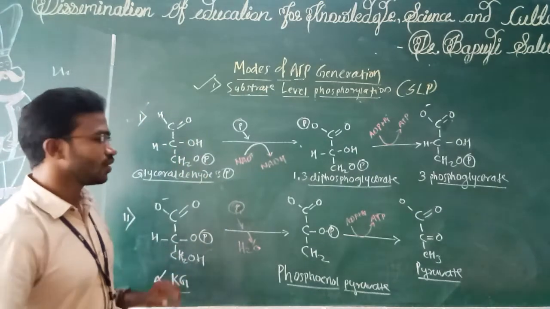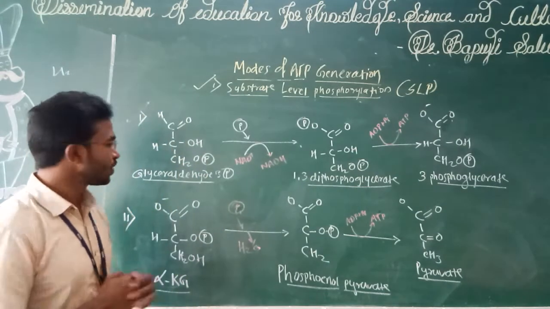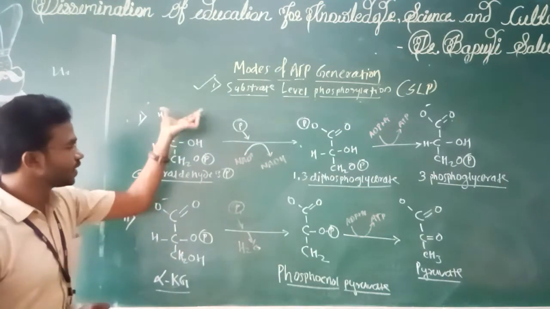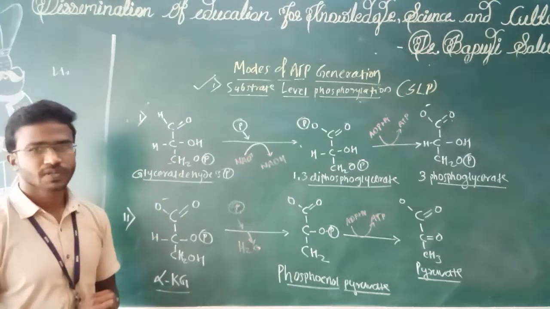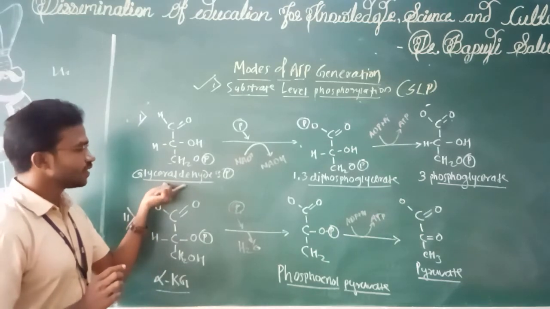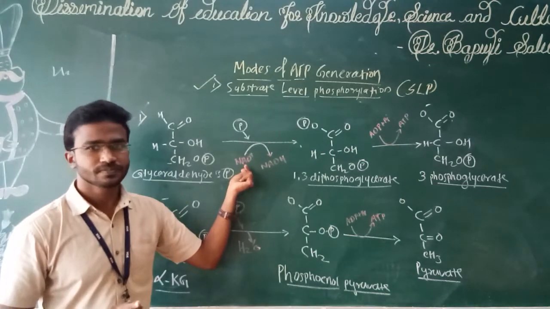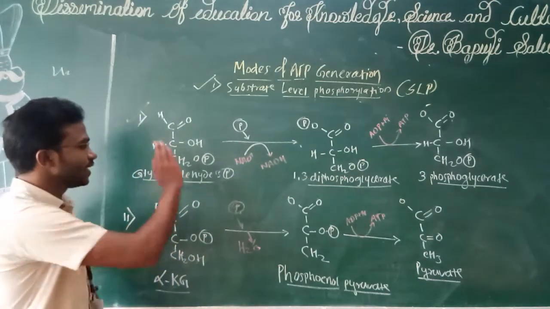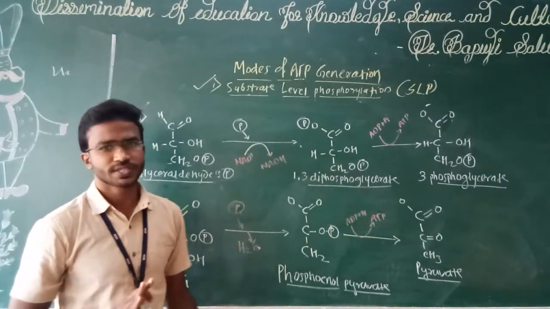Now this glyceraldehyde 3-phosphate of EMP pathway, we have already discussed this in the EMP pathway. This is the structure of glyceraldehyde 3-phosphate, contains 3 carbons, 1, 2 and 3. This glyceraldehyde 3-phosphate undergoes oxidation reaction and that forms 1,3-diphosphoglycerate. So oxidation of glyceraldehyde 3-phosphate gives rise to 1,3-diphosphoglycerate.